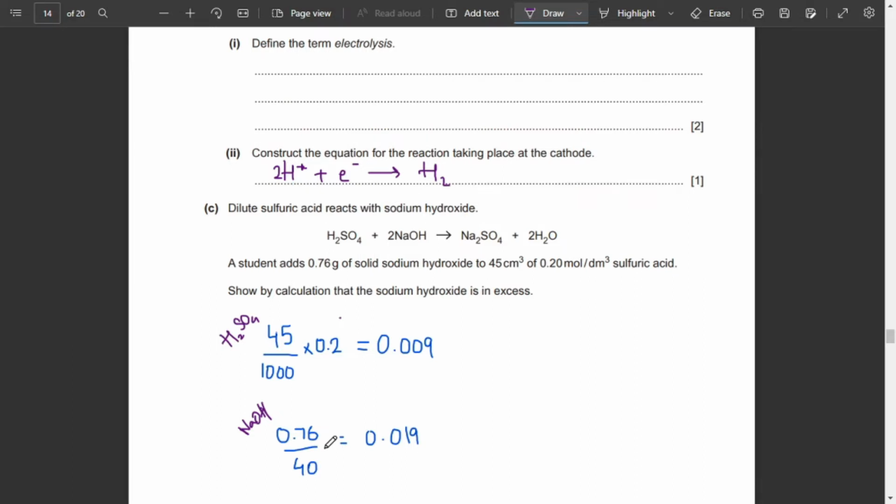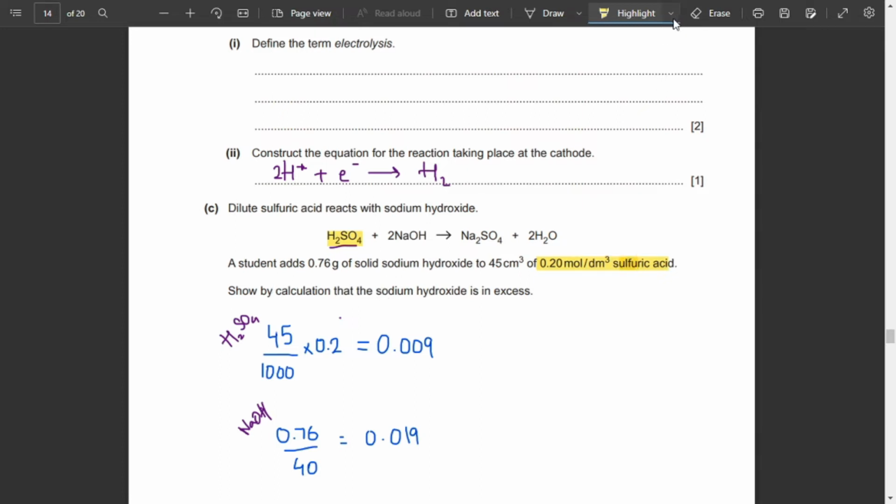I've already solved this to avoid the hassle, because you need to use a calculator in the middle of the paper. It takes a lot of time, so I just did this before, but I'm going to completely explain it to you. So this is for H2SO4, that is sulfuric acid. Here, a student adds 0.76 gram of solid sodium hydroxide to 0.2 mole per dm cube of sulfuric acid. This is all about sulfuric acid.